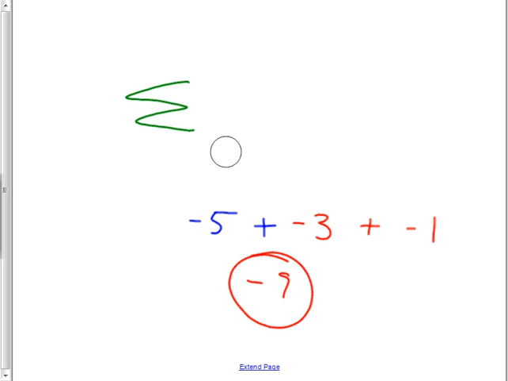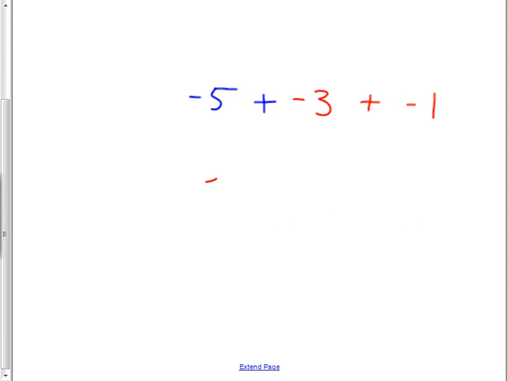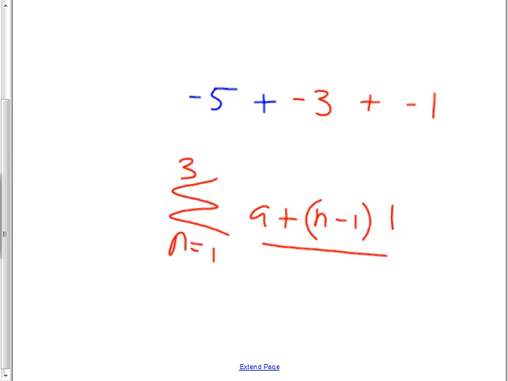All right. What if I started with this and I had said, write me the summation? Well, you'd say, okay, I know it's got to be from 1 to 3. You get what I'm saying? There's 3 terms, so it has to go like that. But how do you get this part? There's an app for that, right? Let's grab one of those formulas off the board, and it says a plus n minus 1 times d.